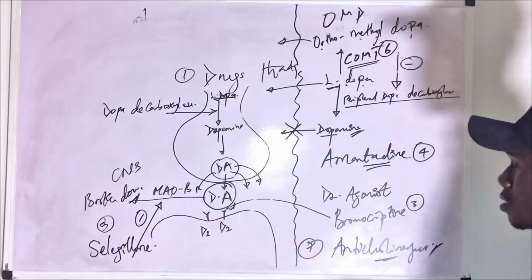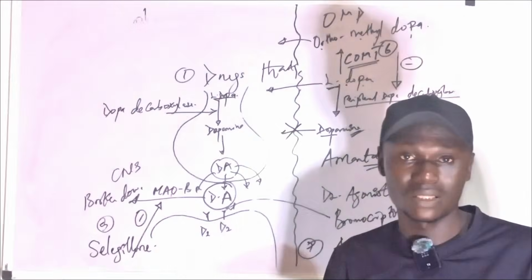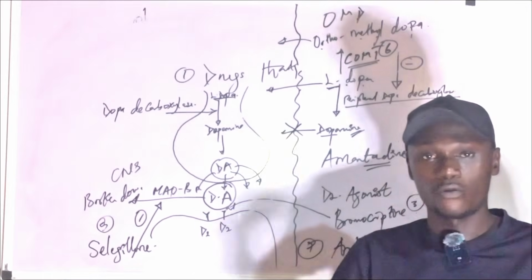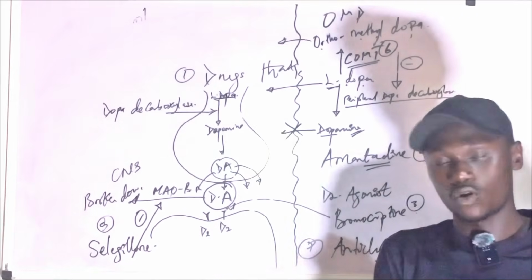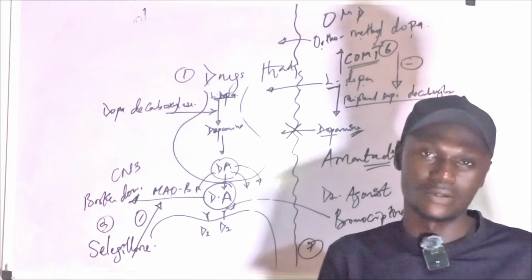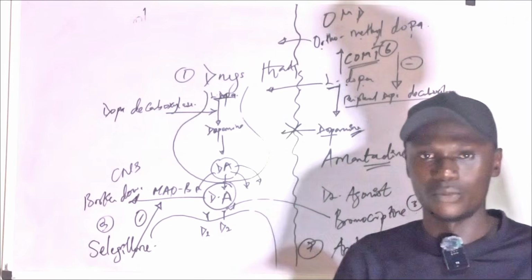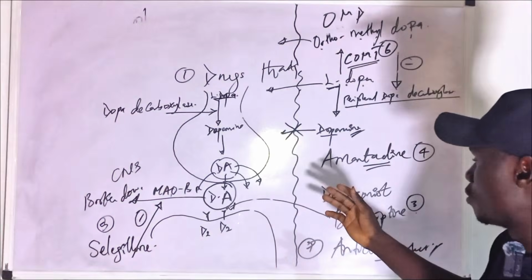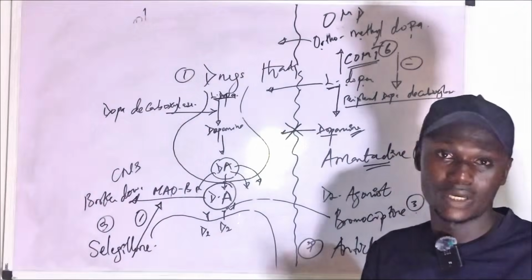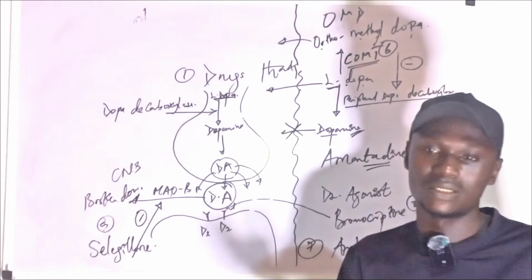Then lastly, I talk about what? Anticholinergics. Don't forget, the main pathophysiology of Parkinson's is that you have more cholinergic neurons as opposed to what? Dopaminergic neurons. Okay, so thank you very much. In the next video, we will continue with L-dopa, which is the drug of choice in treatment of what? Parkinson's disease. Thank you.